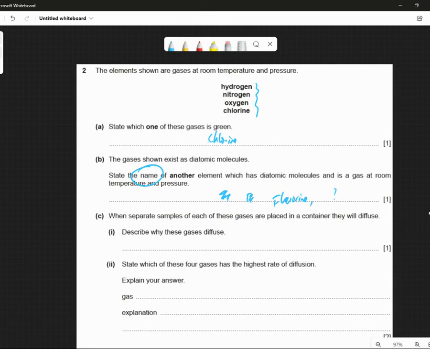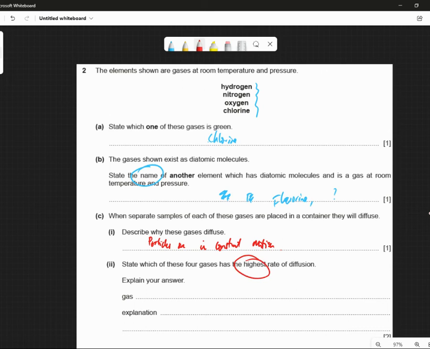All right. When separate samples of each gas are placed in a container, they diffuse. Why do gases diffuse? Is because the particles are in constant motion. Okay, they're always moving around. That's why they diffuse. Which one diffuses at the highest rate?